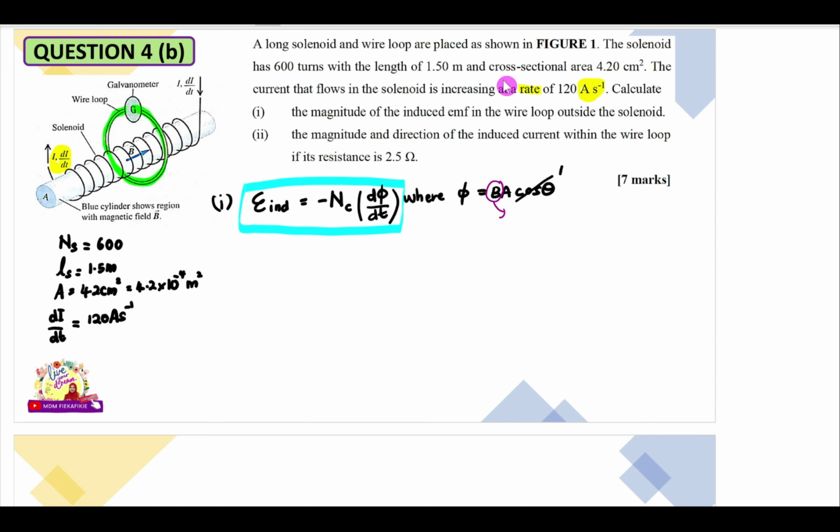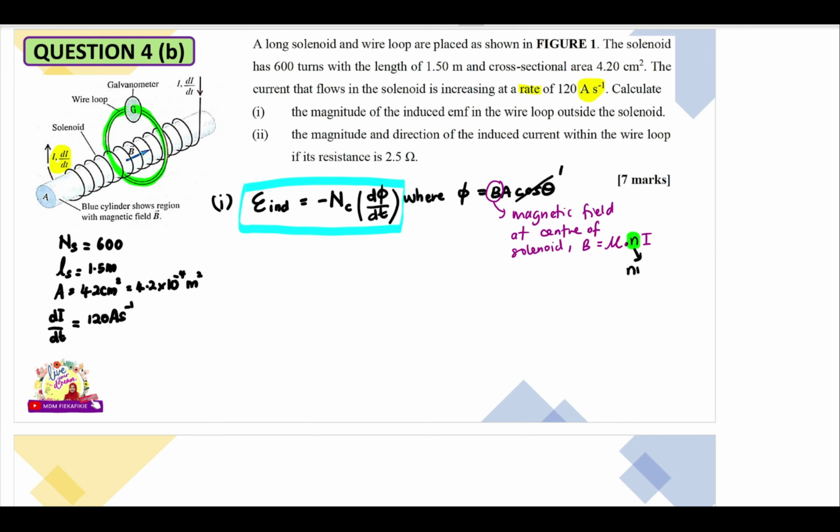Okay, magnetic field, saya tulis dekat sini: magnetic field at center of solenoid. Okay, and remember from chapter 4, magnetic field at center of the solenoid, kita akan kira mu naught. Mu naught apa? Mu naught n I. Okay, where n here is the number of turns per length.